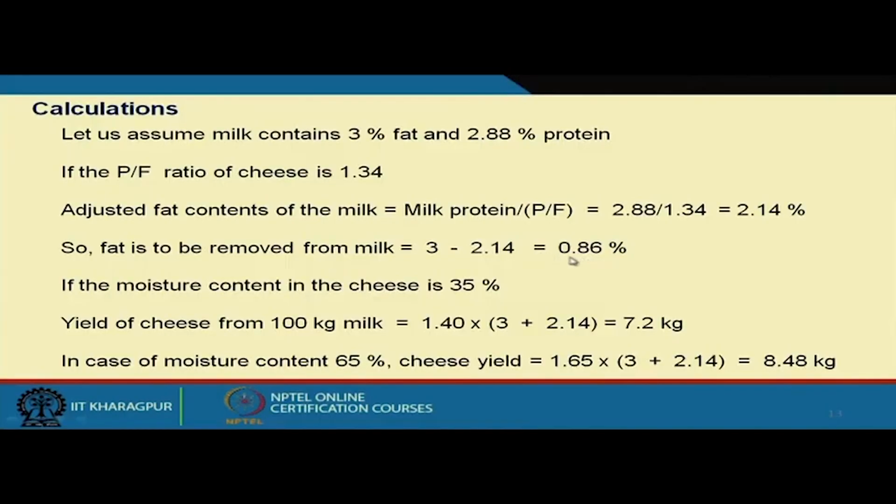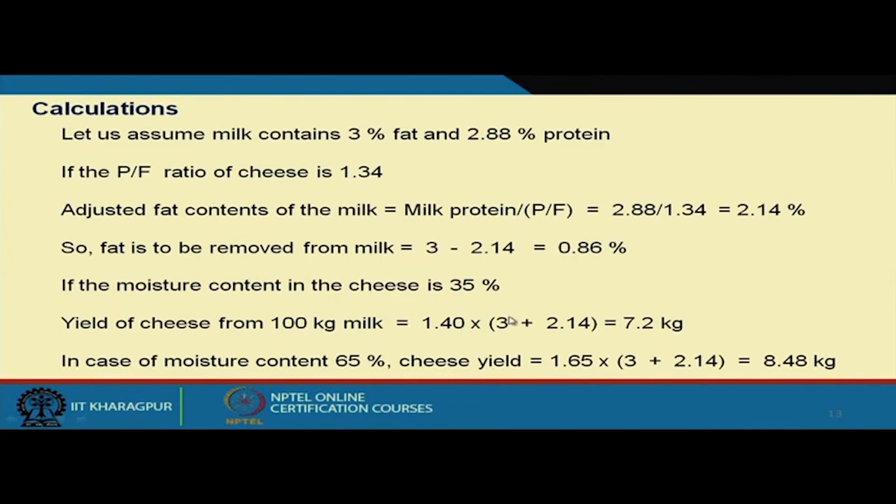You know, there is a process called the churning process, and through the churning process we produce ghee and other things, because through churning we can separate the milk fat, and this fat we can use for making different butter or ghee. So we can easily separate out this much fat from the milk. And then let us assume the moisture content of this cheese is 35%.